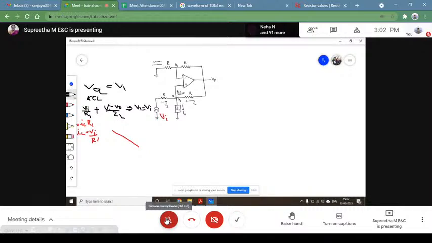So let us assume V1 is your voltage at the node A. So in general, I can say V1 is equal to VA. Now apply KCL over here. What happens? IL is equal to I1 plus I2. Then you apply KCL at node A.